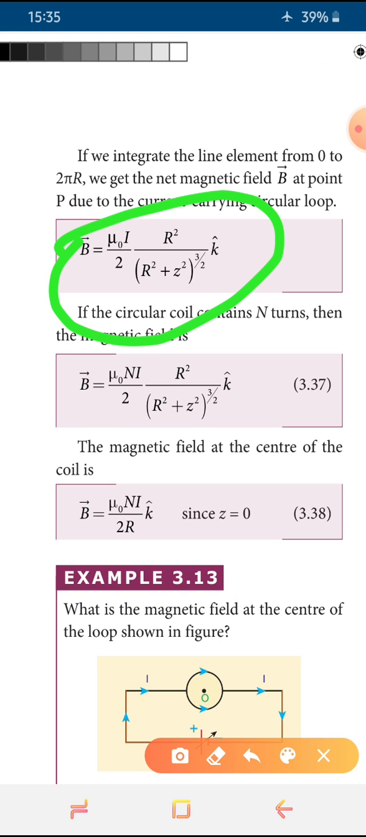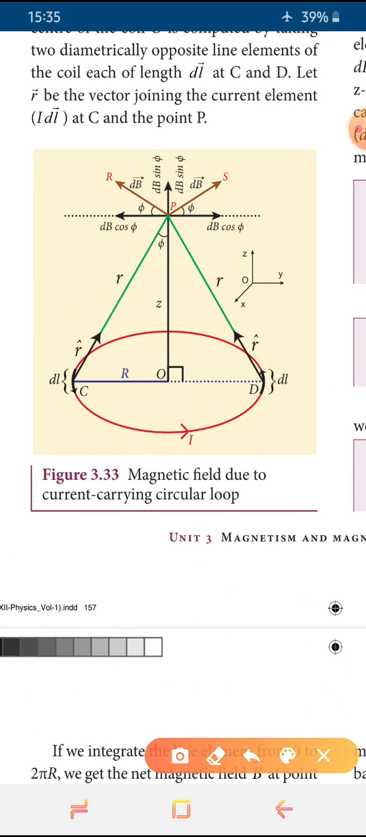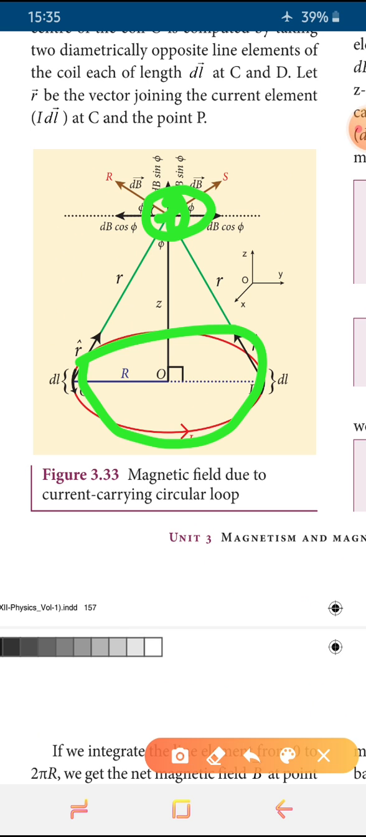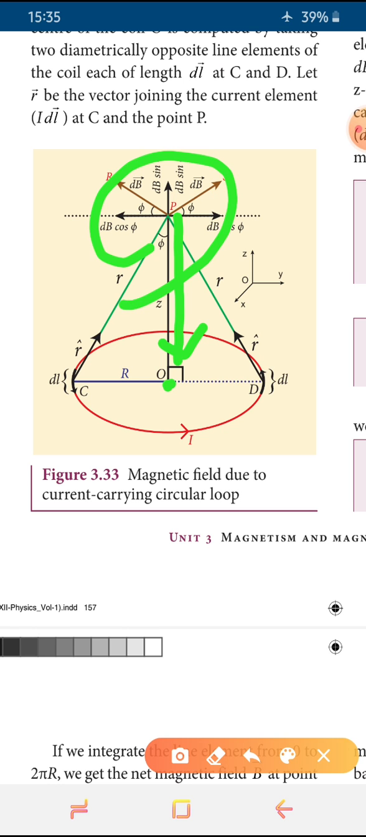Here one more special case we are giving. As per the diagram, we are calculating the magnetic field at the point P due to the given circular coil, which we derived as an equation. If we substitute in the equation, we will get the answer. Now say the point P is placed at the point O, the center of the coil.